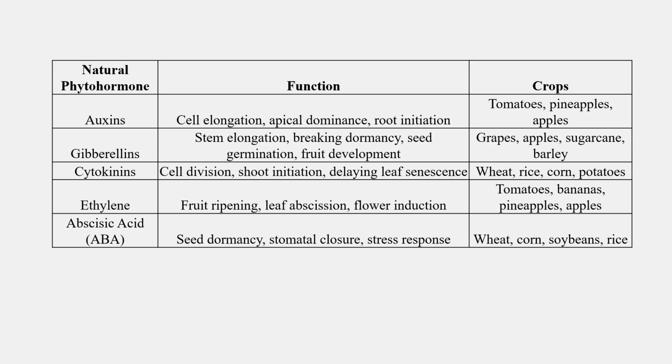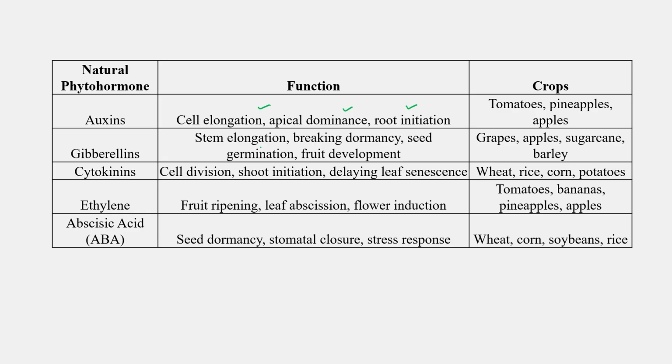So very quickly, I'll read out this particular table. What are the functions of auxin? Cell elongation, apical dominance, and root initiation. So it will promote growth through cell elongation, apical dominance, and root initiation. What are the examples? Tomato, pineapple, and apple.